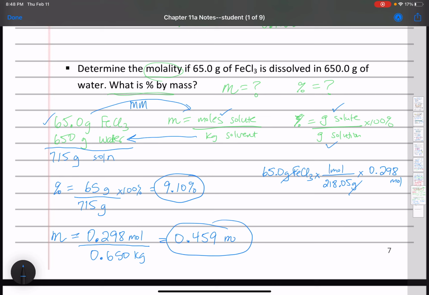So practice some of these in the homework. Get real good at doing, I call it sort of concentration math acrobatics. And then we will talk about colligative properties, or properties that solutions have that are different than pure solvent.